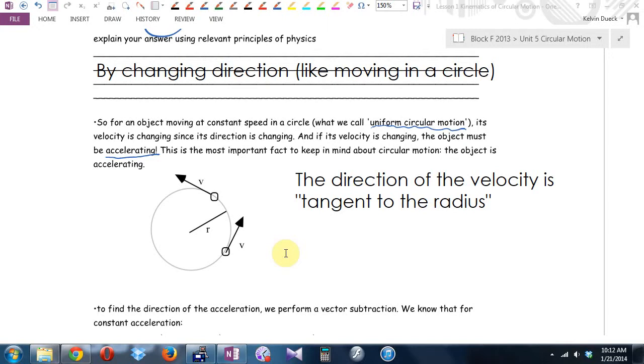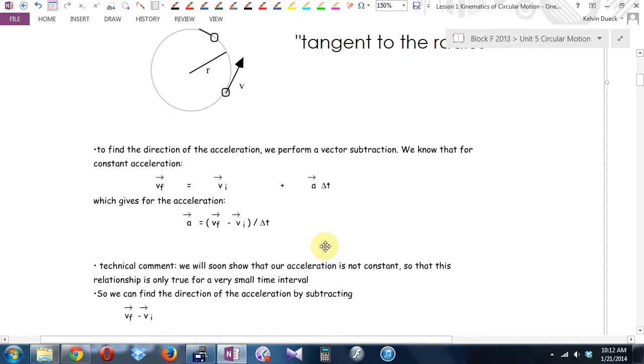But then the next question is, what direction is the acceleration? I've told you there has to be an acceleration because you are changing direction. And to get it, we're going to do a vector subtraction. So I know that for constant acceleration, Vf equals Vi plus At, or A equals Vf minus Vi over t. Now, I got to be technical here. We're soon going to show that our acceleration is not constant, so we're going to do this over a very short time interval so the acceleration is nearly constant.